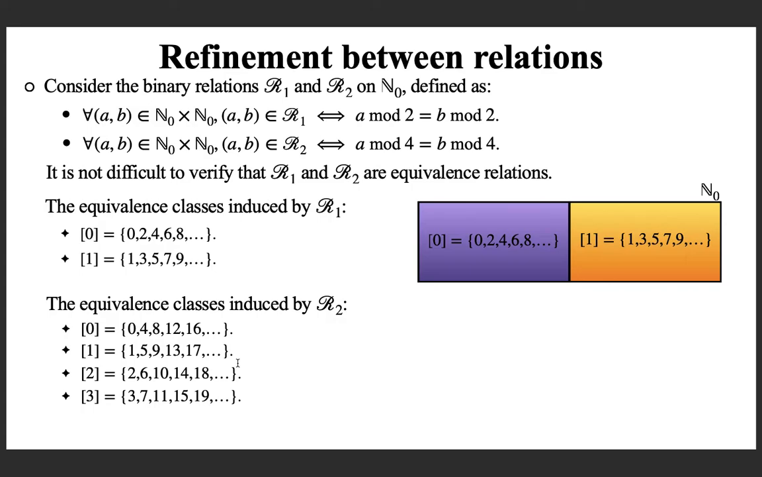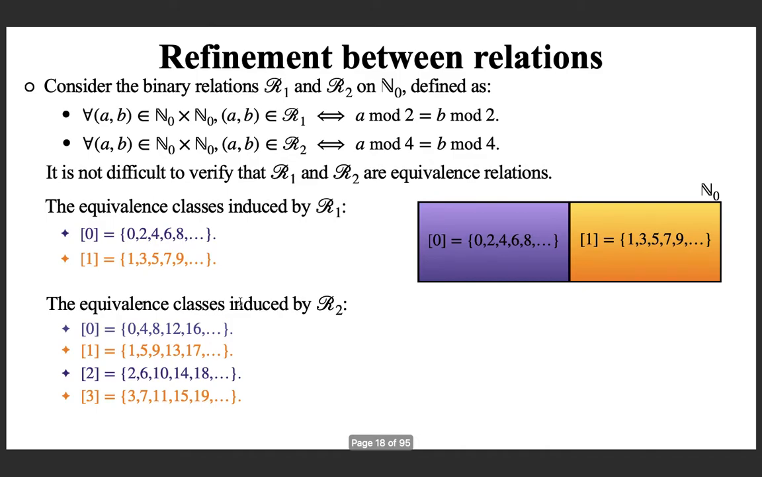So here you can see that if you carefully look at the equivalence classes, the equivalence class for 0 in R1 is subdivided into equivalence classes 0 and 2 in R2. So the set of all even numbers is divided into two separate equivalence classes in R2. This is those which will give you 0 when divided by 4, and this is all those that will give you 2 as remainder when you divide by 4. So actually the equivalence class 0 is subdivided into two equivalence classes in R2.